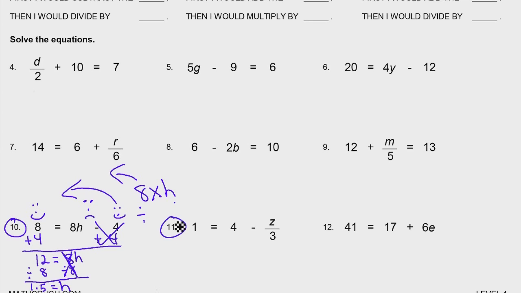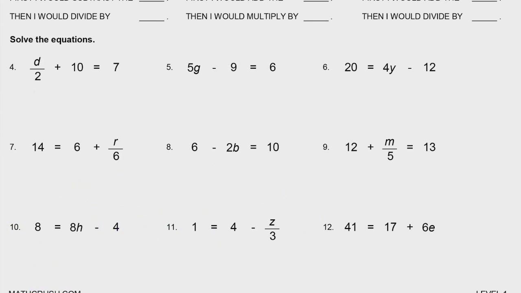Problem 11. We get 1. He's by himself. He's happy. But on this side of the equal sign, we have numbers and variables. So that means we've got to move some of these away from each other, or onto the side of the 1. We need to move these numbers over. The 4 is not near the variable, so let's move him first. It'll be addition or subtraction. Since there's no sign, we already know he is a plus. So we're going to do minus 4 to both sides.